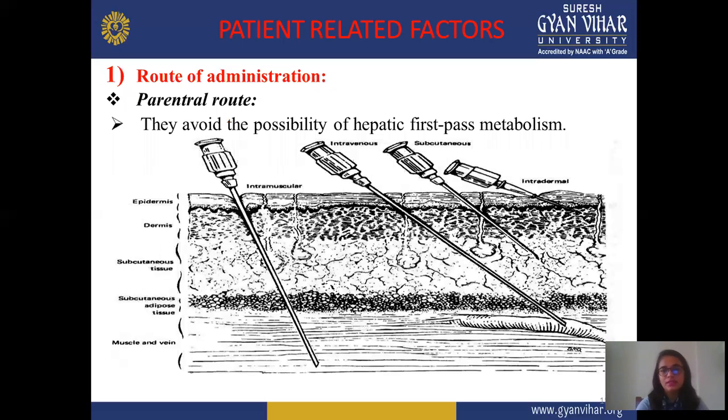These are the different types of routes of administration. You should know these routes. In this, the parenteral route is mainly what they avoid. You know that parenteral routes mean you apply with the help of an injection. This may be intramuscular, intravenous, subcutaneous, or intradermal. All these are parenteral routes. Other than this, there is also the intrathecal route.